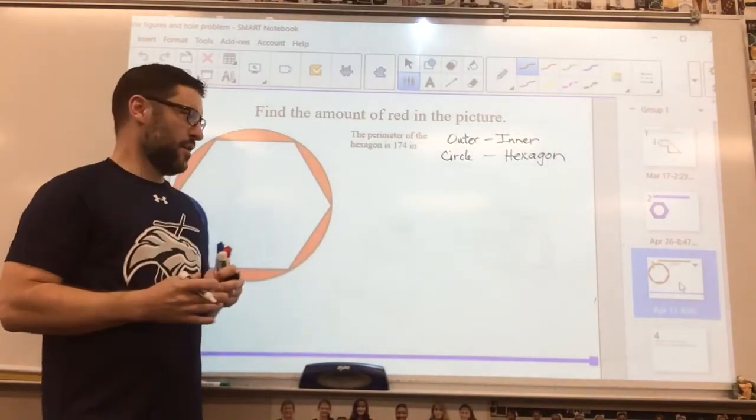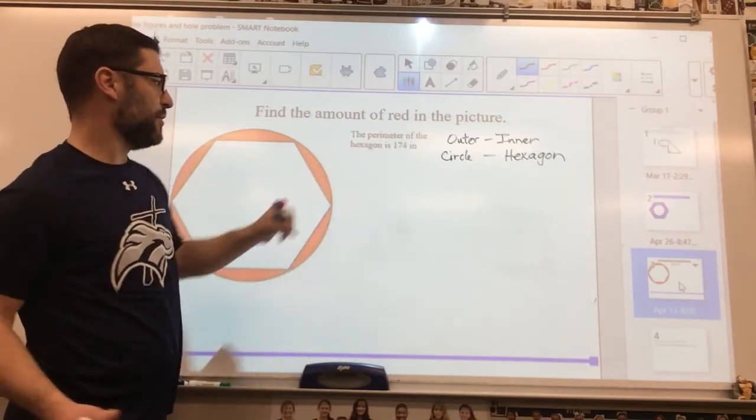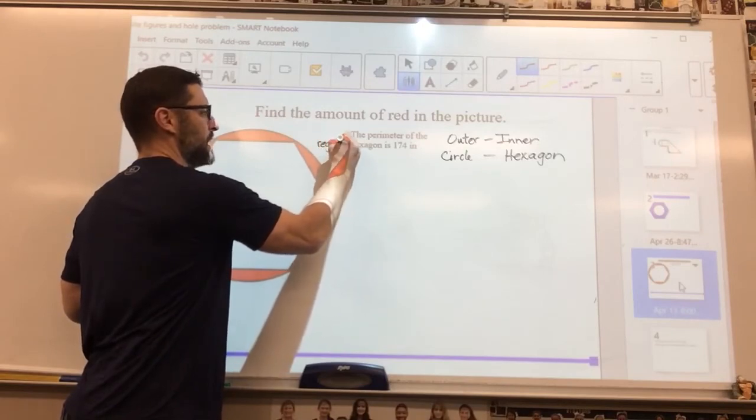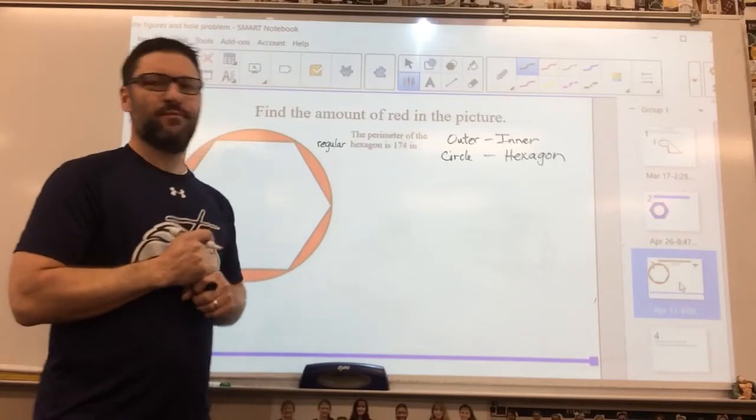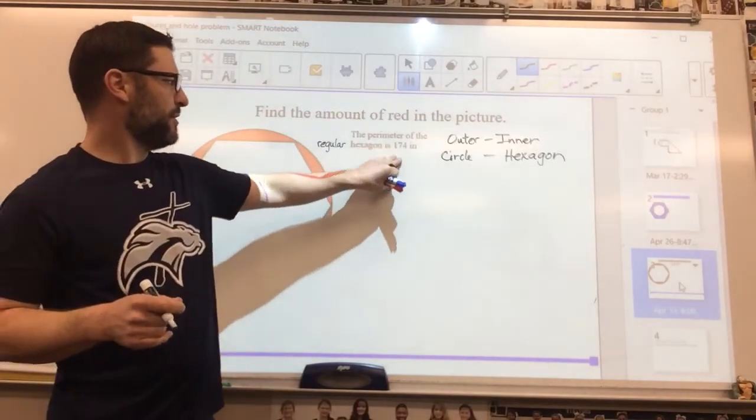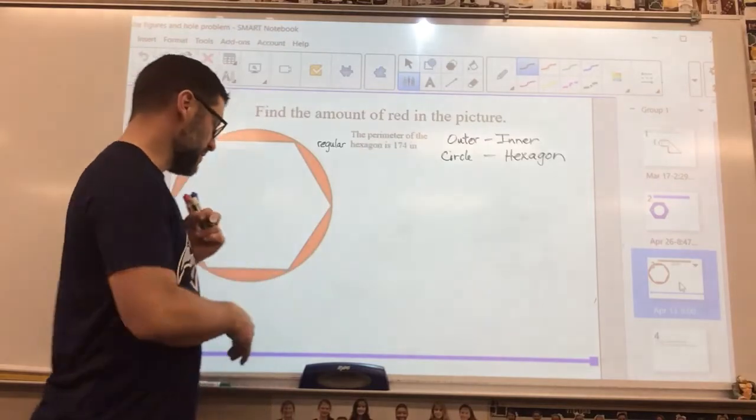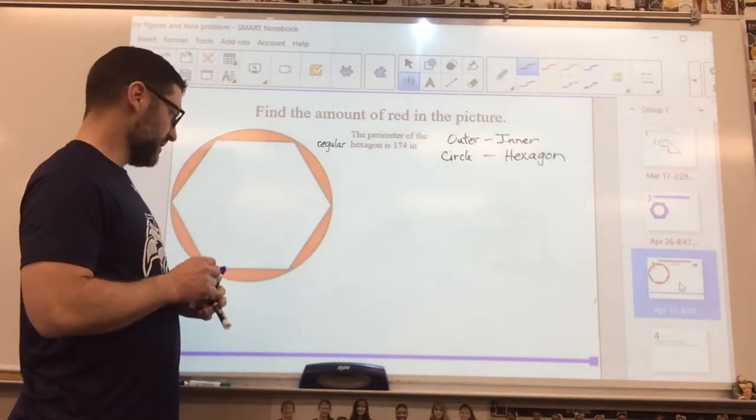The hard part is it didn't give us any measurements, but it gave us the perimeter of the hexagon, and we would have to assume this is a regular hexagon. All the sides and all the angles are exactly the same. It tells us the perimeter of the hexagon is 174, and I'm going to have to use that to get some lengths on this picture and go from there.